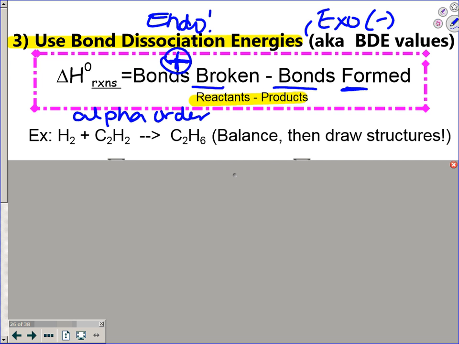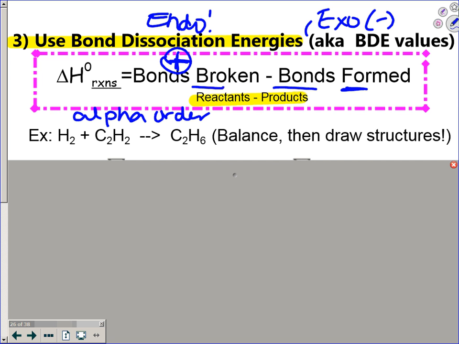Okay, what bonds are we forming? Sorry, this is a little sloppy here. I'm forming what? So 1, 2, 3, 4, 5, 6 C to H bonds. I'm just going to write them on the bottom line here. I'm forming 6 C to H bonds, and what? 1 single carbon bond.